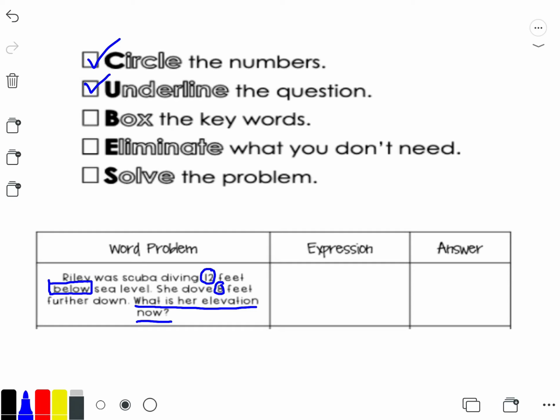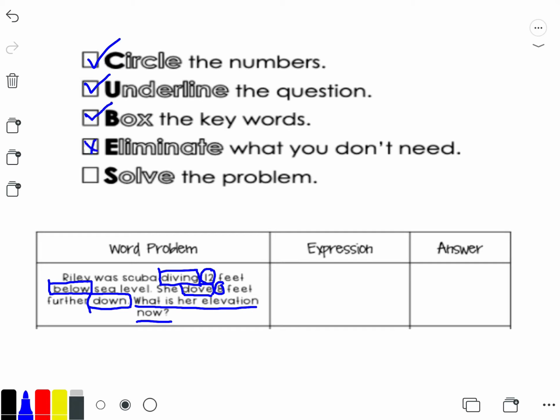So then she dove 8 feet further down. So it says she dove 8 feet further down. So what's the key word there? Good job. So down. And you could also look at diving. So if you dive, you also dive down. And if you dove, that's the same thing as diving, just a different tense. So we have our keywords boxed. All right, so now eliminate what we do not need. I'm not going to eliminate everything simply because I want to make sure that you're able to see the problem. So I'm going to put an X in that box. So now we can solve the problem.